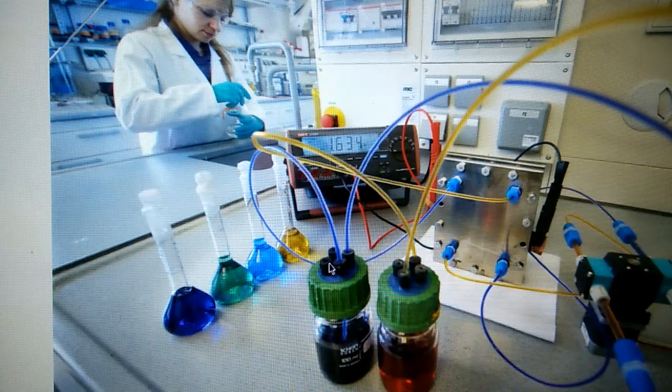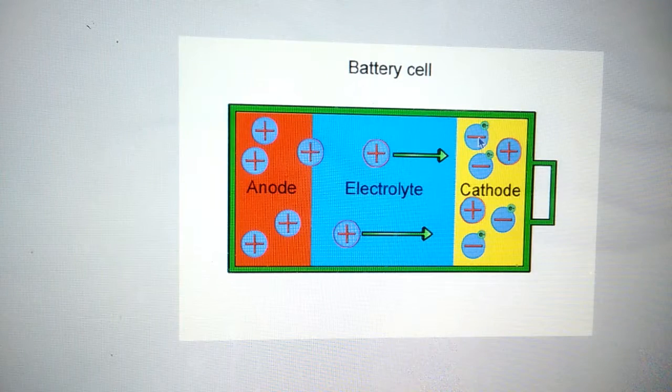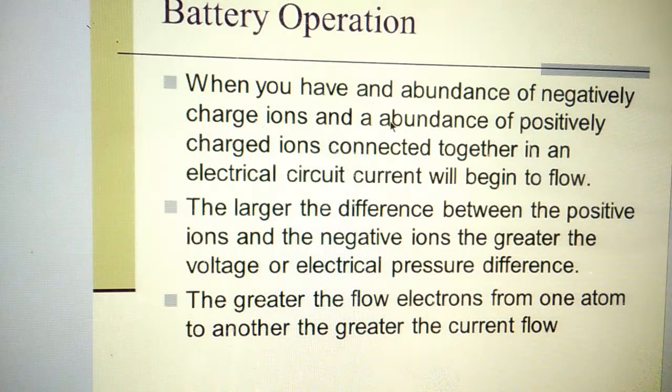Here's the battery. Here's a more simple diagram of a battery. When negative ions and positive ions exchange, it produces electricity. Okay, so this is the very principle of how a battery works.